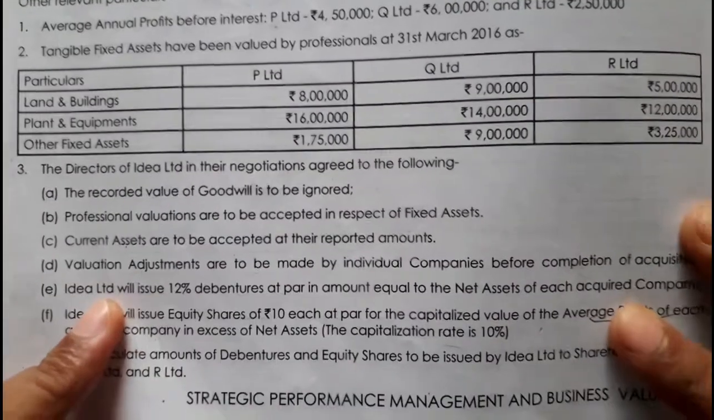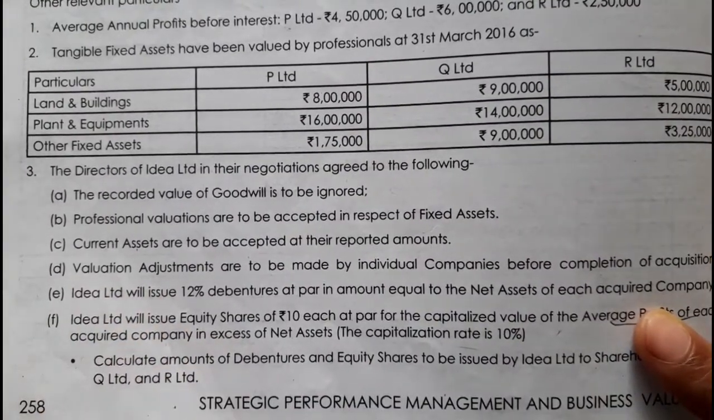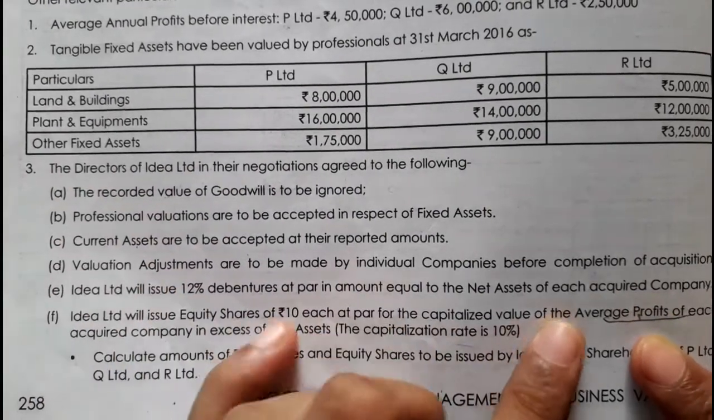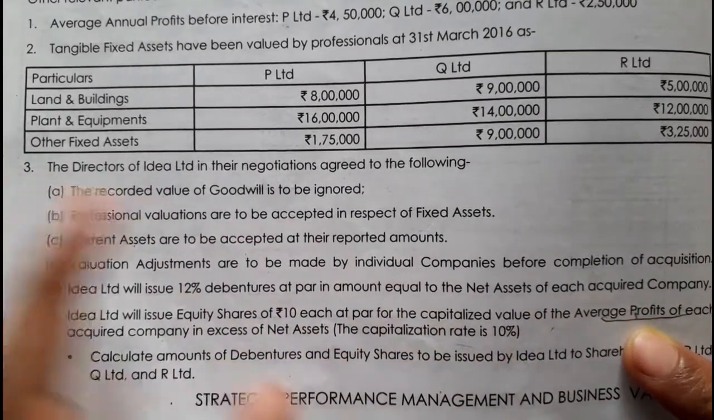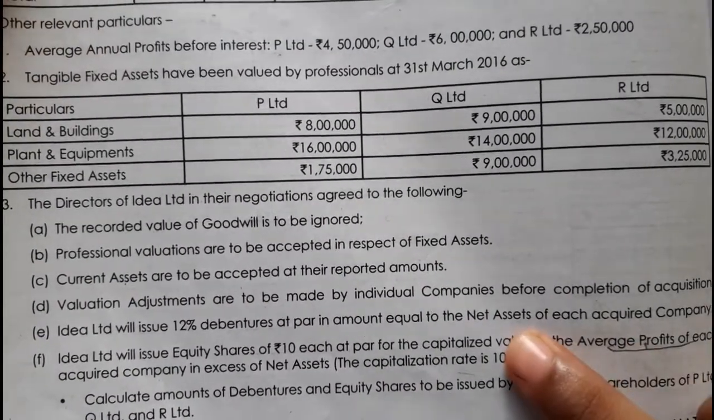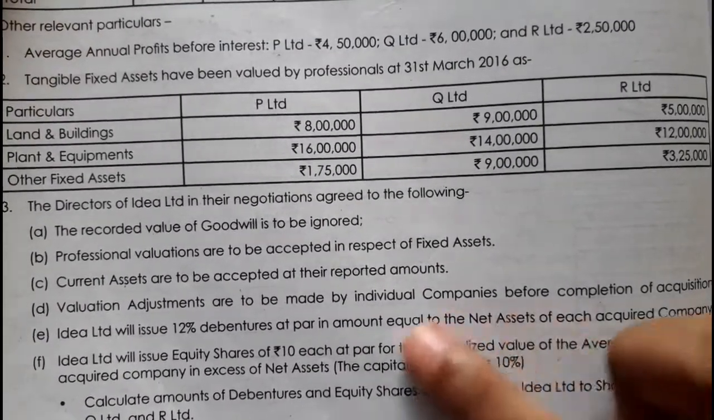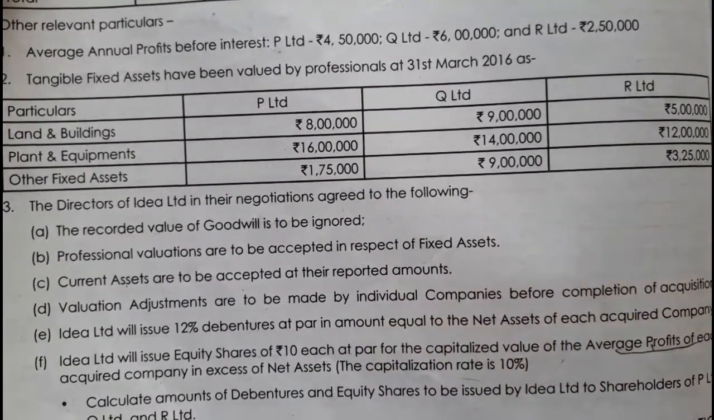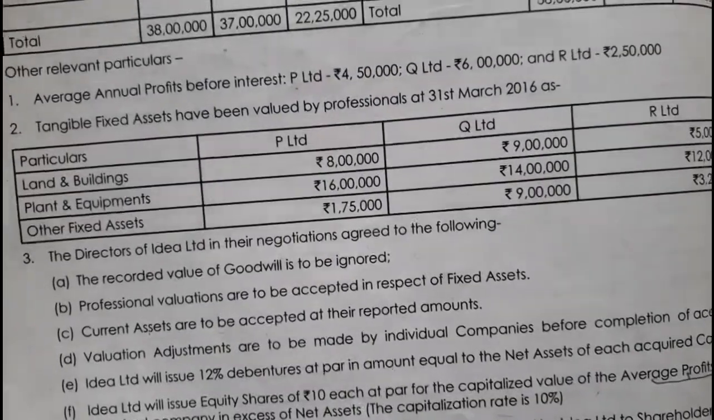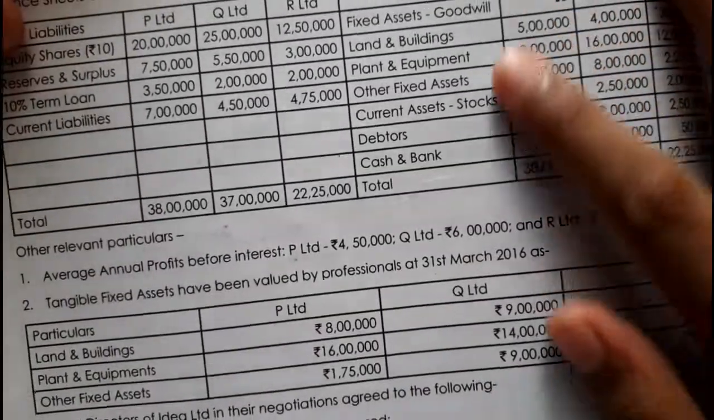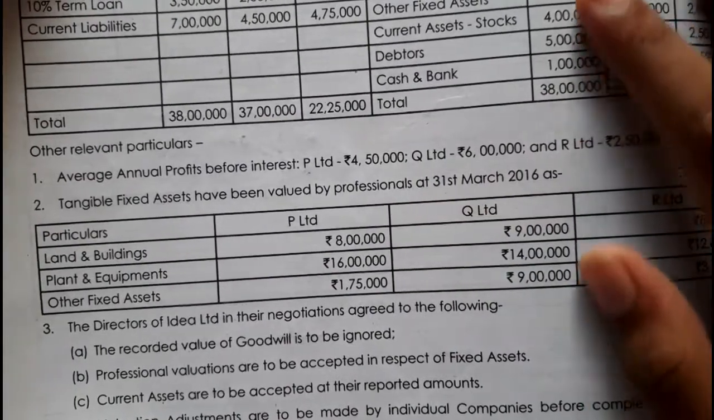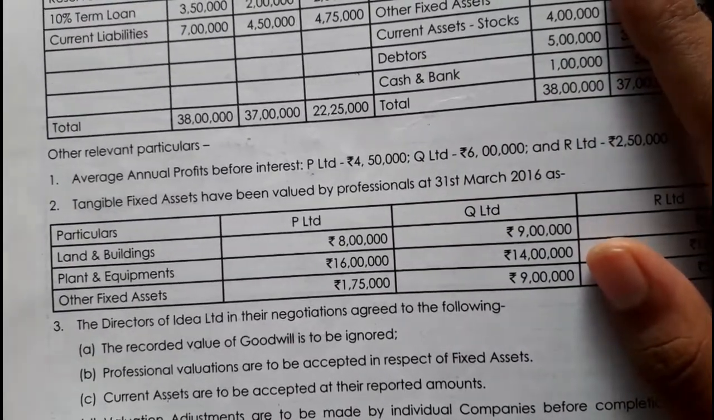Here they have told the E point, Idea Limited will issue 12% debentures at par in amount equal to net assets of each acquired company. So we have to find net assets, and once we find the net asset value, 12% debentures would be issued at par for those values. For finding the net asset value, all the total assets would be taken at the revalued amount, and after taking that we'll reduce the outside liabilities.